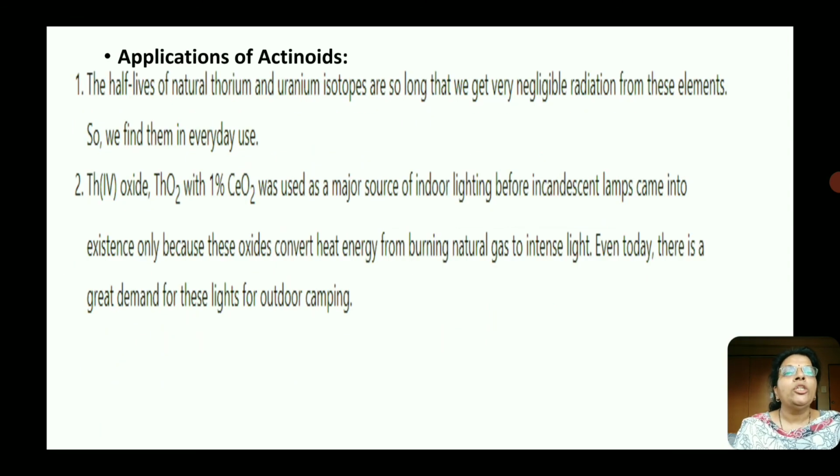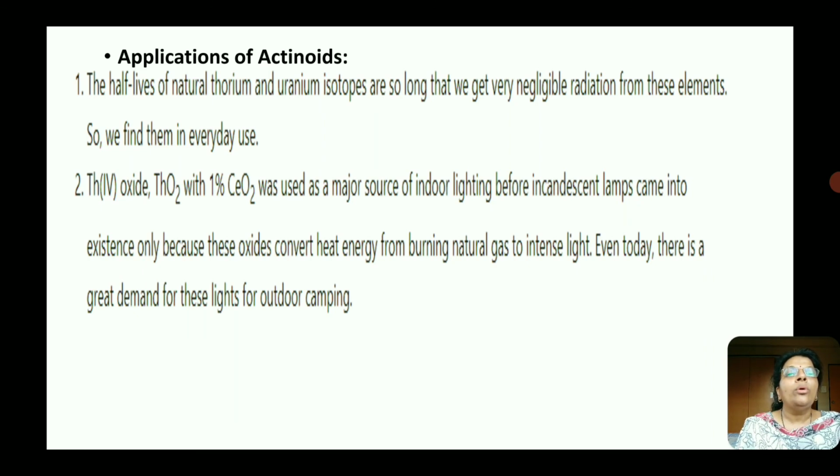Next, applications of actinoids. Then first, the half-life of natural thorium and uranium isotopes are so long that we get very negligible radiation from these elements. So we find them in everyday use.